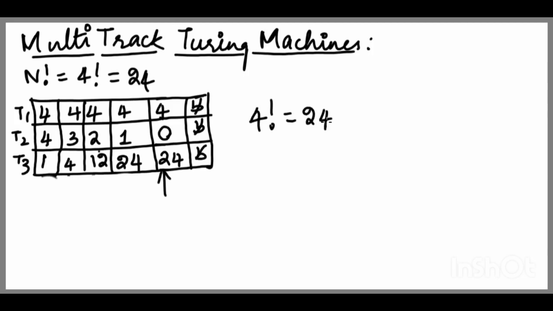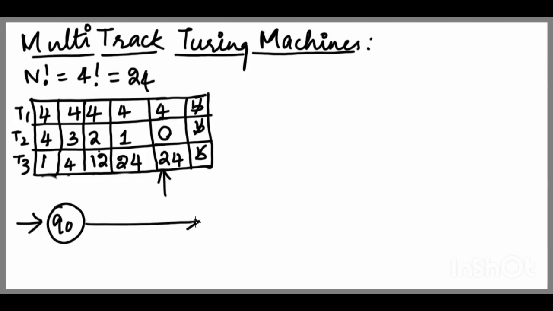We have successfully designed a Turing machine for this problem. So let's design a state diagram. We initially begin with the initial state Q naught. We have to read the values 4, 4, 1. We do not update them and move in the right direction in the first step. So it remains as 4, 4 and 1 and move to the right, where we reach our next state, that is Q1.